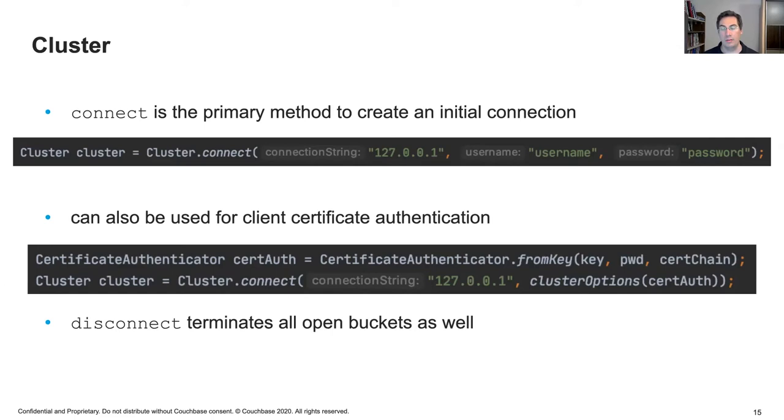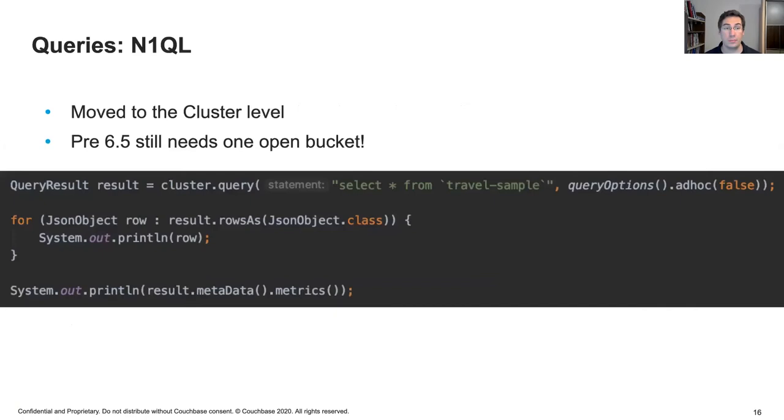Note that this is different from having LDAP enabled on the server side. You would still, let's say, use a username and password, but then you have to make a couple adjustments to use some SSL authentication mechanism that is compatible with LDAP. You'll find everything in our documentation if you want to learn more about it. Now, if you want to disconnect from your cluster, you call the disconnect method, which will implicitly terminate all open bucket connections as well. So how does a N1QL query look like in practice?